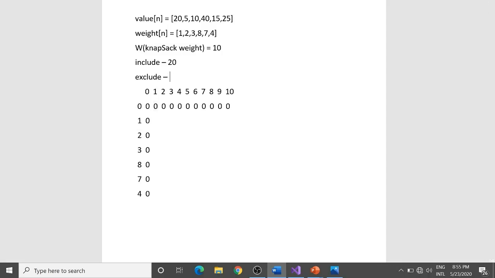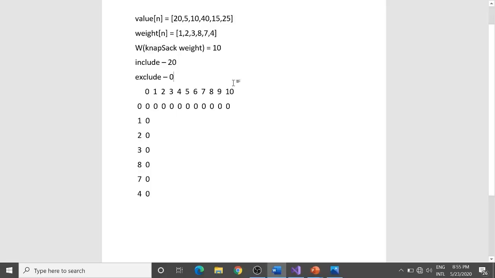So what is the answer to this? It is 0. So what would I be doing now? I would be taking the max of these two things, of including and excluding. The max of it would be 20 over here. So the answer to this subproblem, when I have a knapsack which can hold a weight of max 1 and I have an element which has a weight of 1, the maximum value I can make out of it is 20.